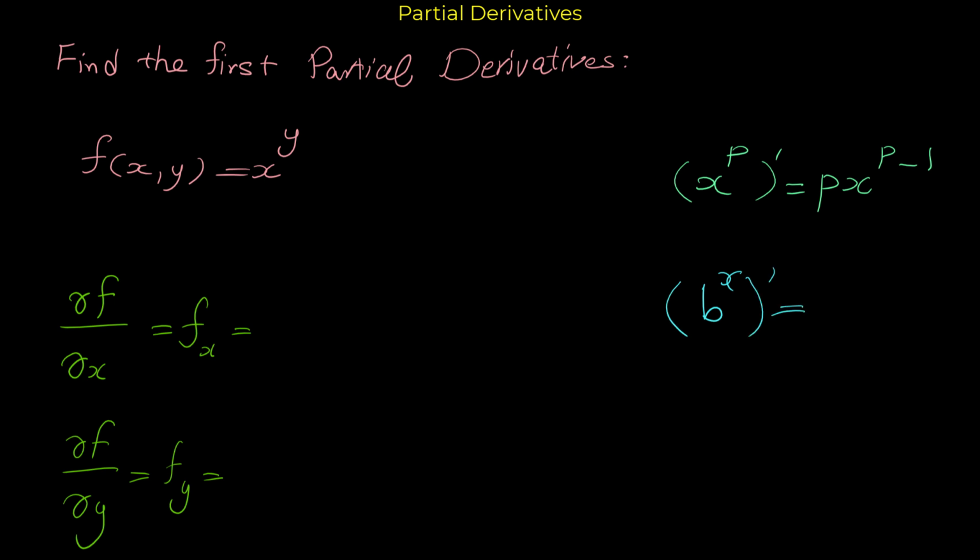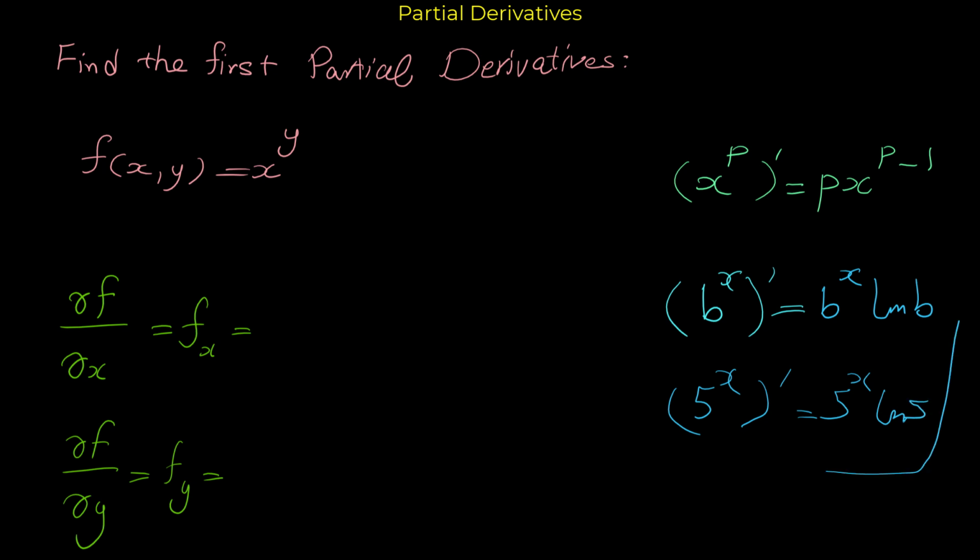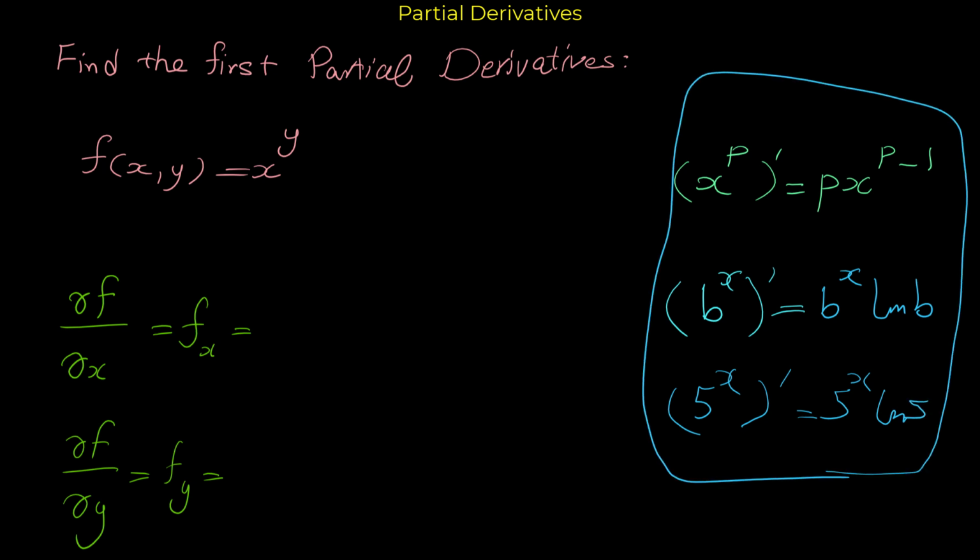But sometimes we need this formula, which x is in the power, but the base is a number, like 2 to the x, 3 to the x, 10 to the x. And the derivative of b to the x is b to the x ln of b. For example, derivative of 5 to the x is 5 to the x ln of 5. Now that we remember these formulas, let's go back to our question.